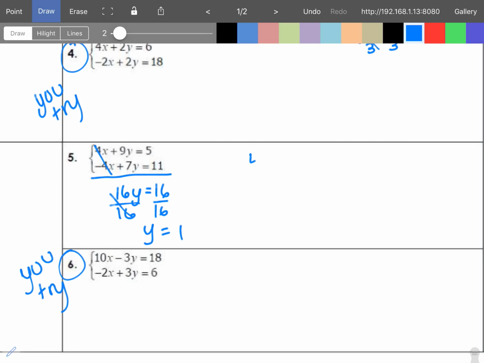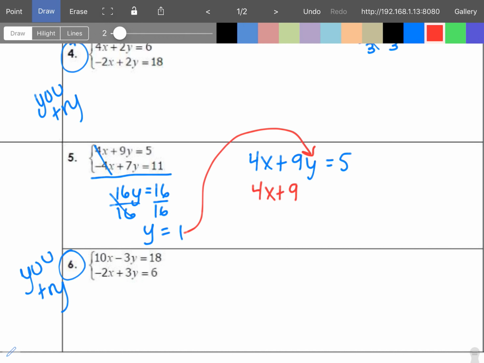Now I'm going to plug that in. I'm going to use the top equation just because I feel like it. You can use the bottom equation if you like. You'll get the same answer. Okay, I'm going to plug that in there. 4x plus 9y equals 5. I just found out that y is 1. So 4x plus 9 equals 5.